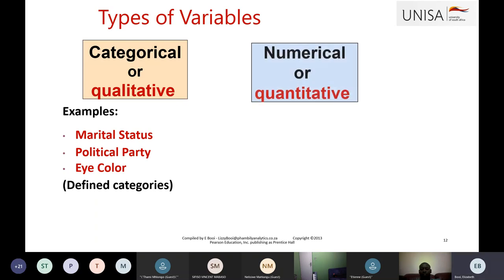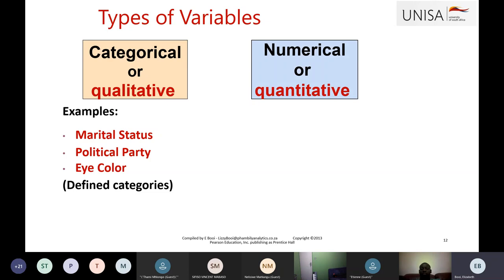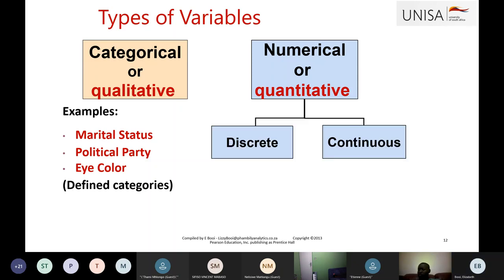Then we also have what we call numerical data or variables, which we also call quantitative data or variables, because the data will be the measures, the values that come from there. So we have numerical or quantitative. Quantitative variables are variables that either you can count or you can measure. If it's a measure that you can count, it's what we call a discrete variable. If it's a measure that you can measure, it's what we call a continuous variable.